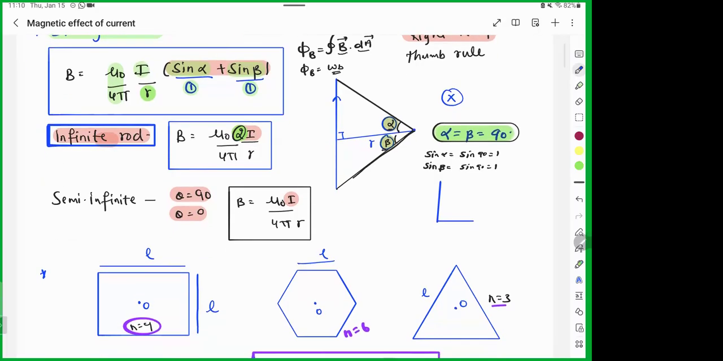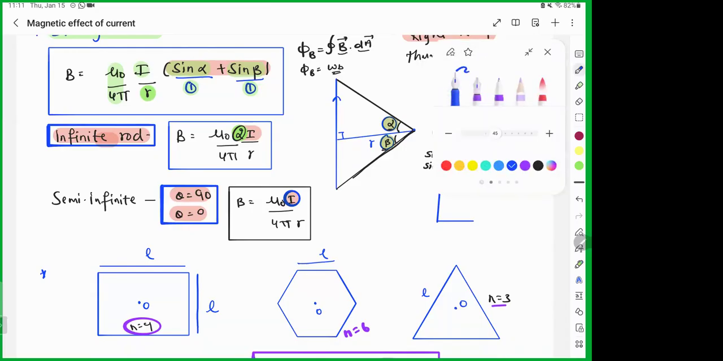If you take semi-infinite, I think we took it in one of the situations. For the infinite rod, we took angle 90 degrees, and in semi-infinite, one angle was 90 and the other angle was 0. You know, sin 0 will be 0. That's why you have only I, not 2I. Make sense, guys? Any doubt? No, sir.